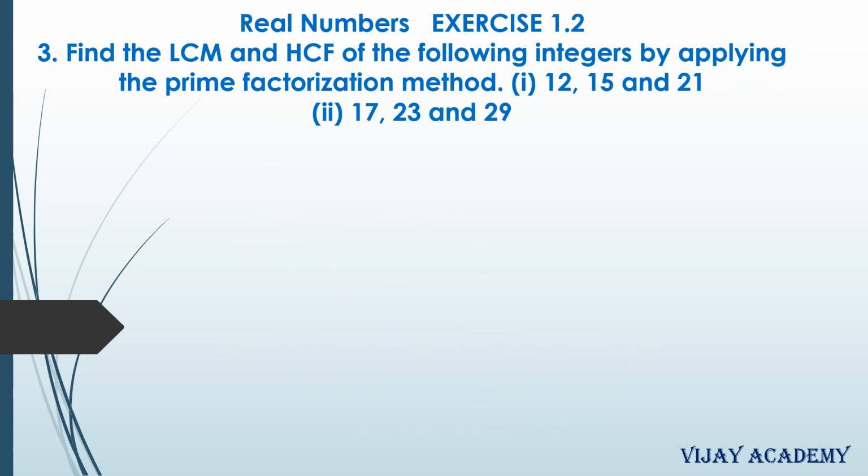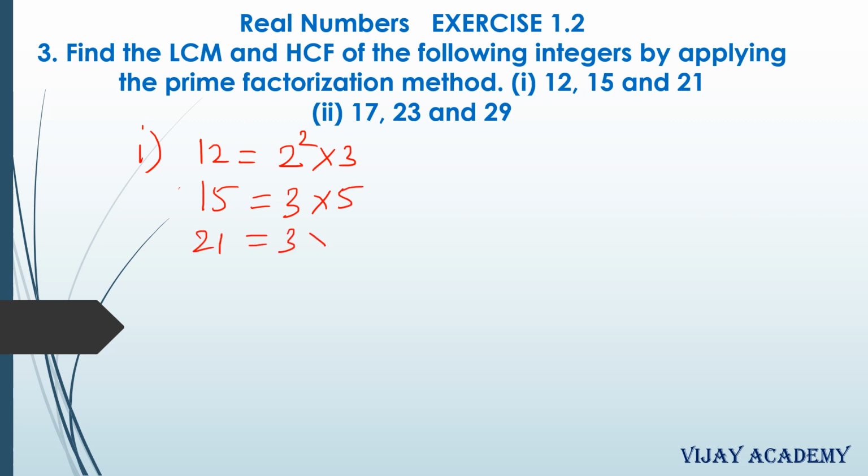Next we have question number 3. Find the LCM and HCF of the following integers by applying the prime factorization method. So the same method we should follow here. So first let us write the prime factorization of 12, 15 and 21. The prime factorization of 12 is 2 square into 3, and the prime factorization of 15 is 3 into 5, and the prime factorization of 21 is 3 into 7.